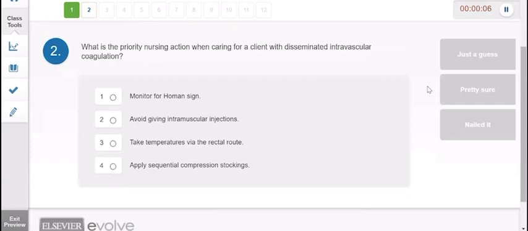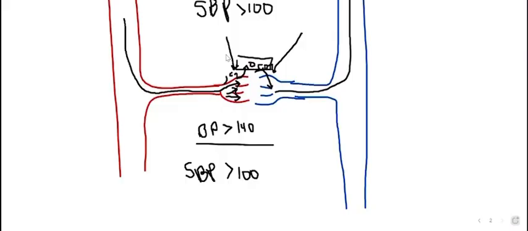What is the priority nursing action when caring for a client with disseminated intravascular coagulation? Do you know what that is? Not really, no. I was trying to put it together in my head what it could be. You'll know after this.